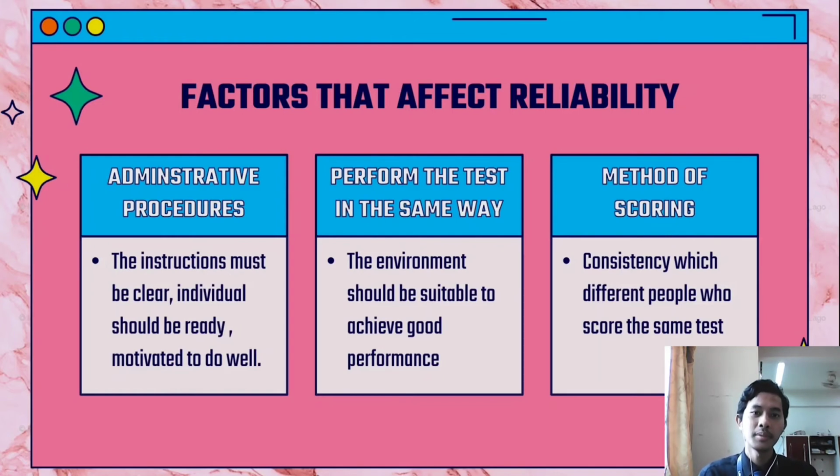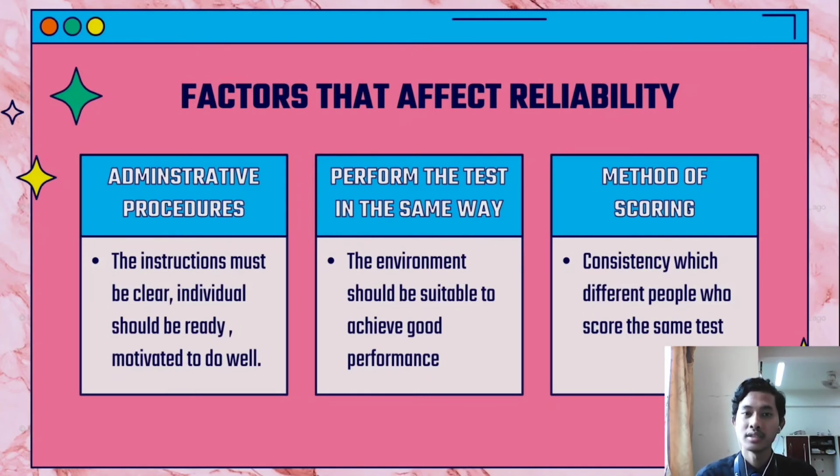Factors that affect reliability is administrative procedures. For this, the instructions must be clear and the individual should be ready so that he is motivated to do well. If the instructions are unclear, the client may be lost and don't know what to do.